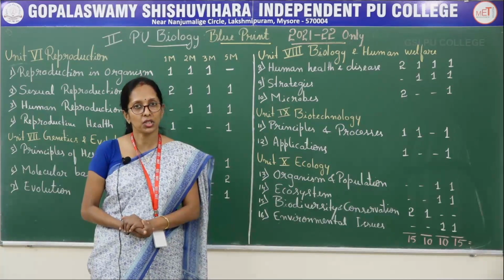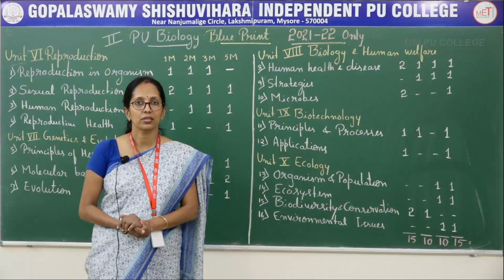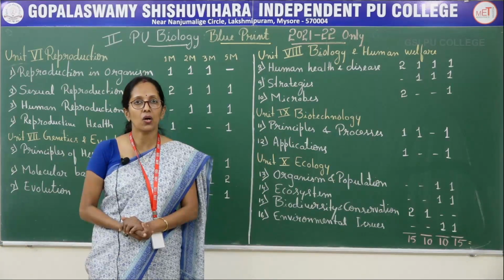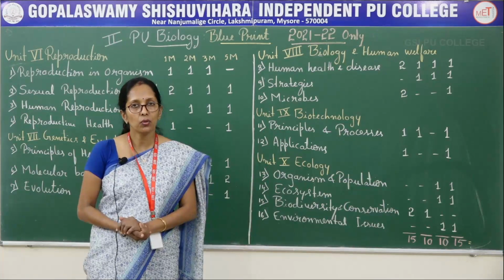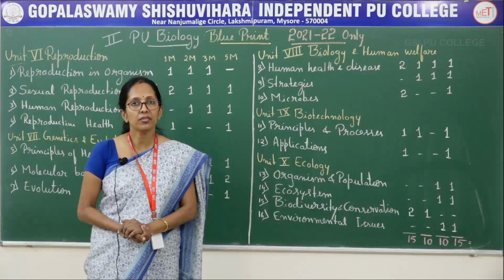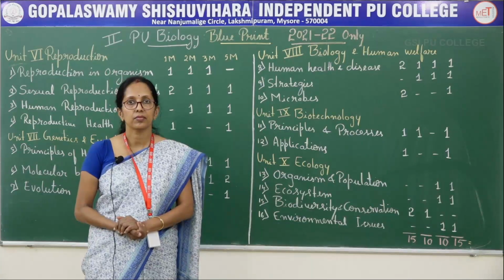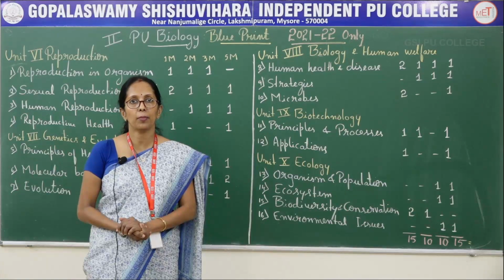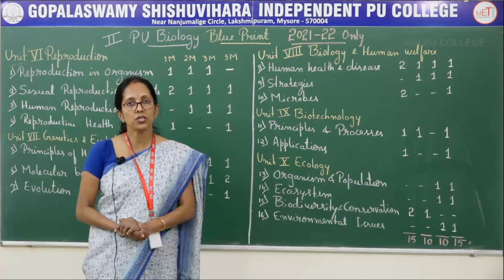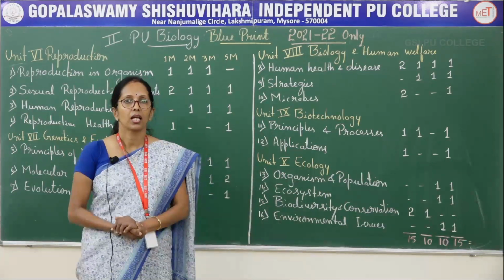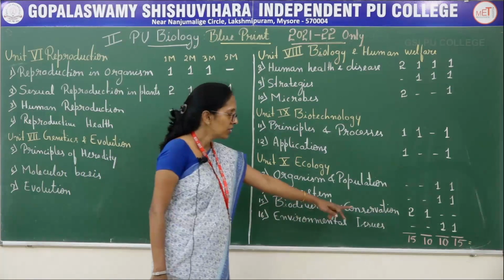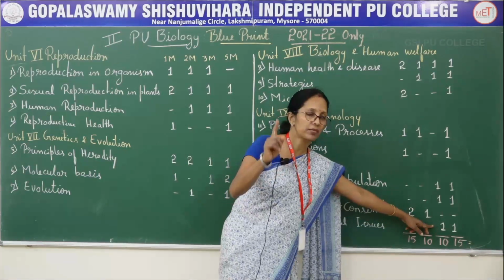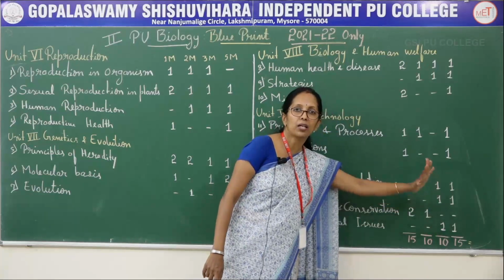Water pollution and its control, domestic waste, industrial waste, BOD, biological oxygen demand, biofortification, biomagnification, eutrophication, agrochemical and its effects, greenhouse effect, global warming, ozone depletion, deforestation and reforestation. In this chapter, there is no 1 mark and 2 mark question, you will get only 3 mark question 1 and then 5 mark question 1.